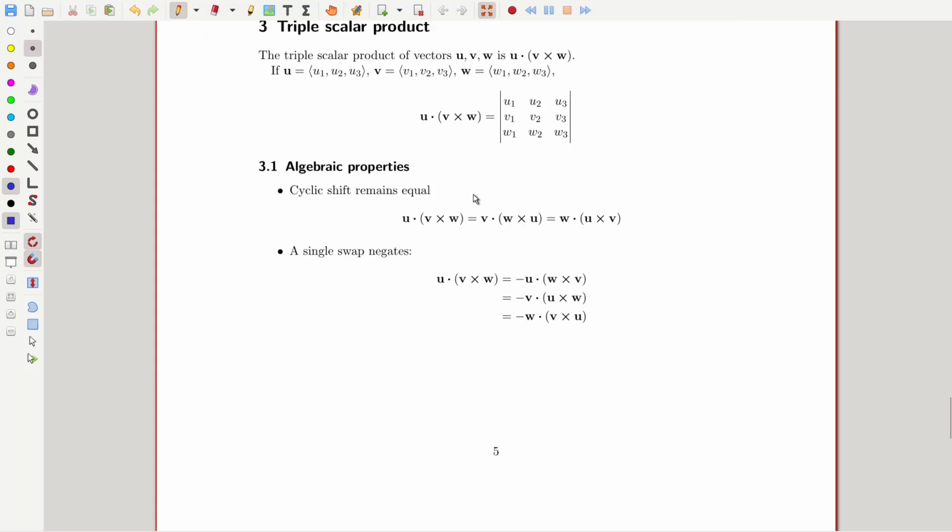Next, I wrote some properties that this triple scalar product satisfies. This is a really memorable property, actually. The fact that cyclic shifts maintain the answer. So what do I mean by cyclic shifts? I'm shifting the letters around. You see that if I shift to the left, right? So V replaces U, W replaces V, and then U replaces W, like that. We end up with this arrangement of the letters. And then shifting again, we end up with this arrangement. And all three of these are the same quantity.